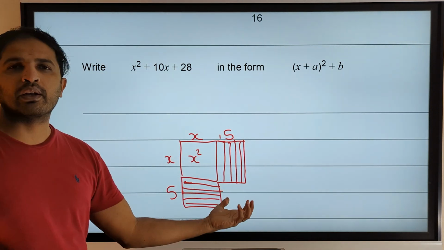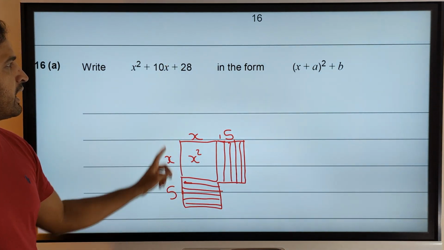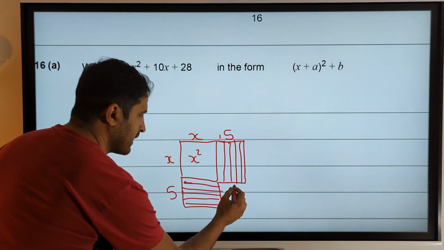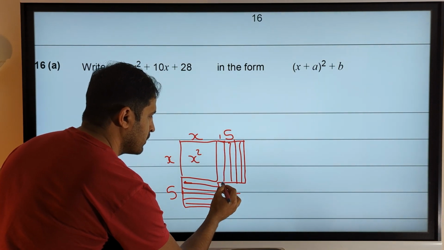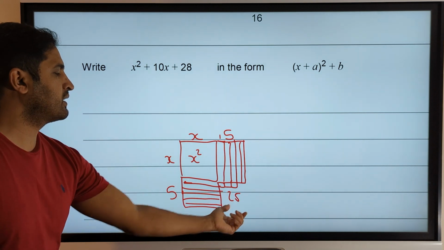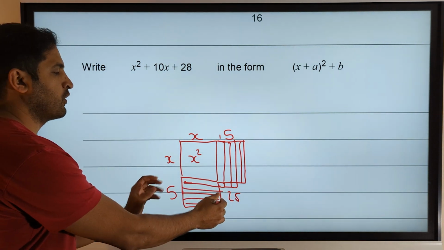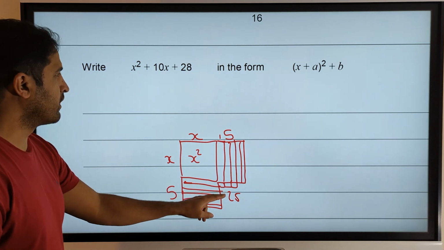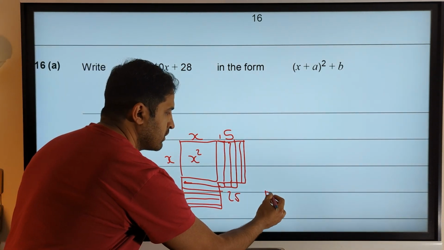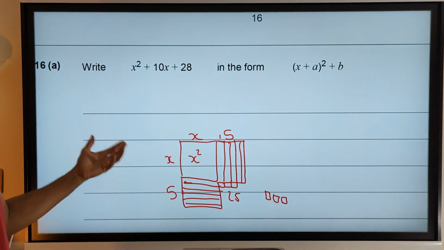Now I probably have some leftover things, or some short of the things. Now I've got 28 there. So I will get 25 here, that's small cubes, 1 by 1. These 1 by 1 small squares, 25 of them here. So I've got the completed square version already, and then I need 3 more. So those 3 more are going to go here.